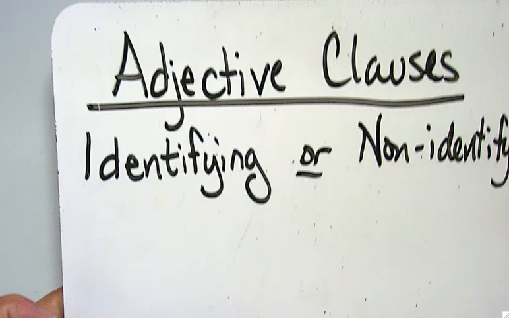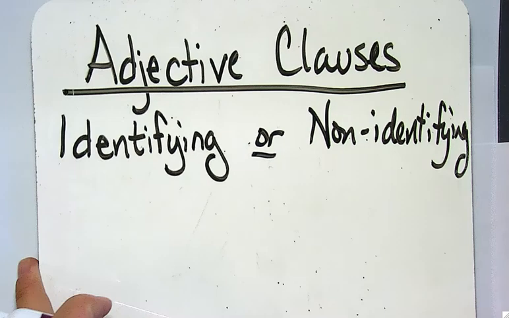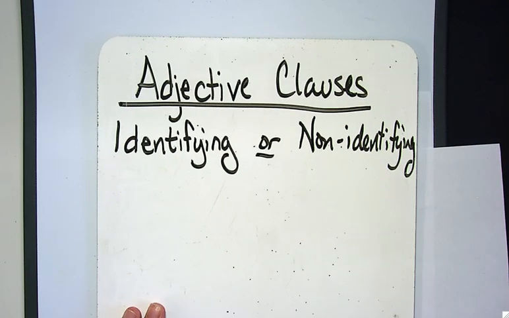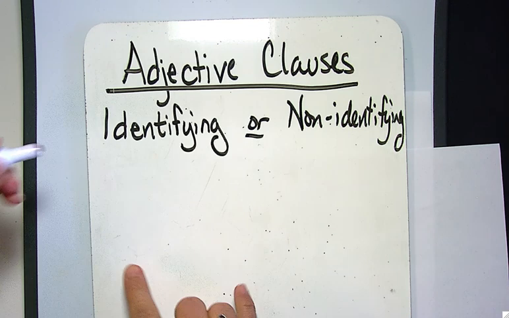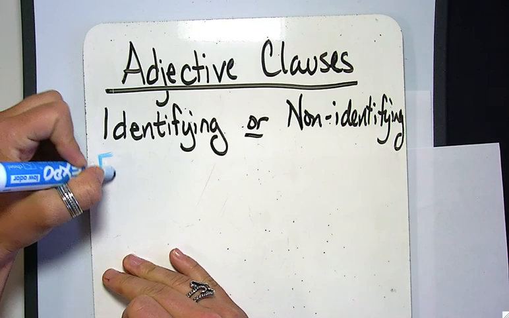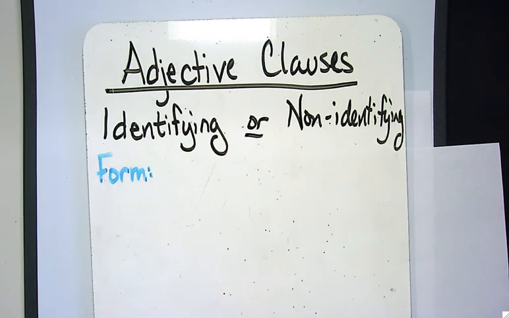If we're talking about identifying or non-identifying adjective clauses, what do you notice about the form? How do we make identifying or non-identifying adjective clauses? Well, the form is the same as an adjective clause.